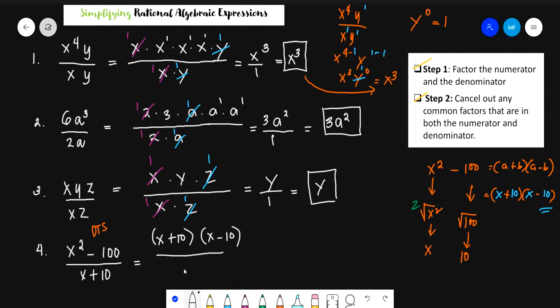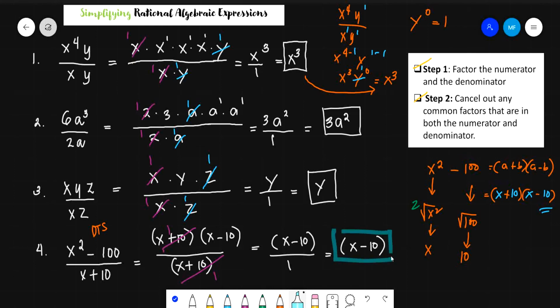Next, tingnan natin. Sa denominator, sulat natin x plus 10. The question is, may common factor ba tayo sa numerator at denominator? Yes, meron. So, cancel out lang natin. Yung x plus 10, tsaka x plus 10, equal yan sa 1. So, ang answer natin will be 1 times quantity x plus 10. So, 1 lang mong multiply doon sa x minus 10. So, that would give us x minus 10 all over 1, or simply quantity x minus 10. So, this would be our final answer for example number 4.